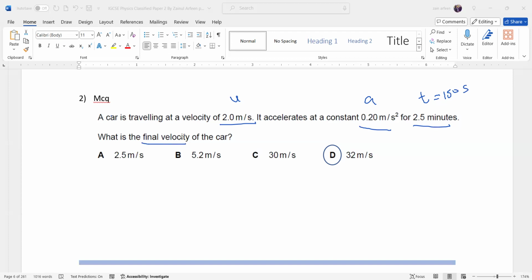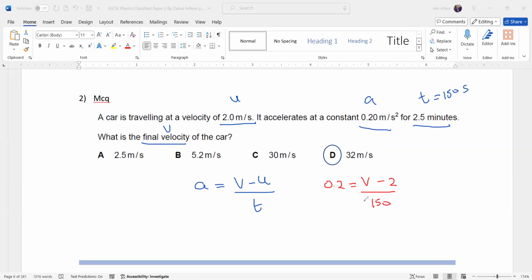We need the final velocity of the car. So we have the formula that acceleration is the change in velocity, the final velocity minus initial velocity, divided by time. Then we just substitute the values. The acceleration is 0.2. The final velocity, we don't know. The initial velocity is 2. And the time is not 2.5 minutes, it should always be in seconds. So the time is 150.